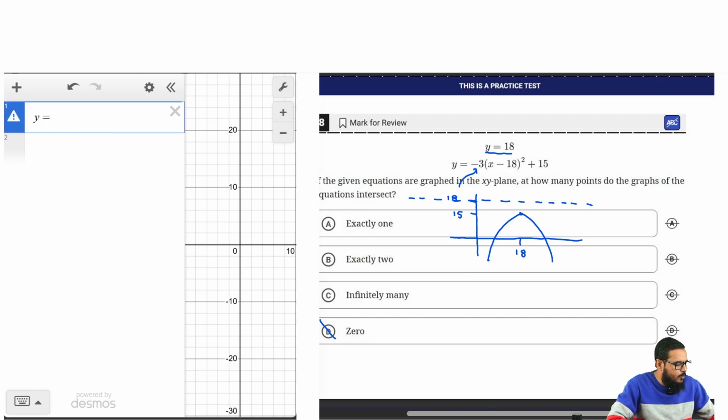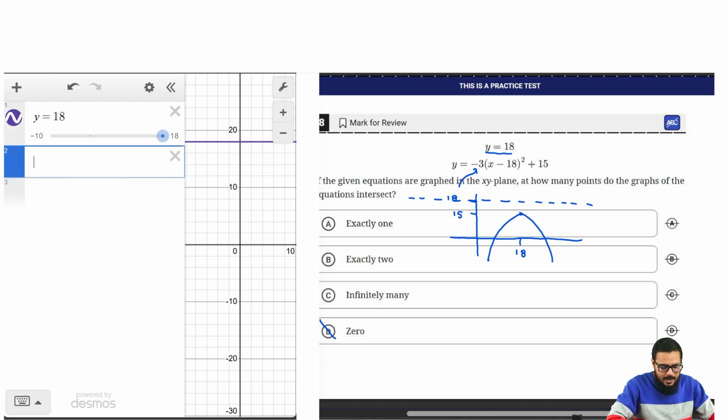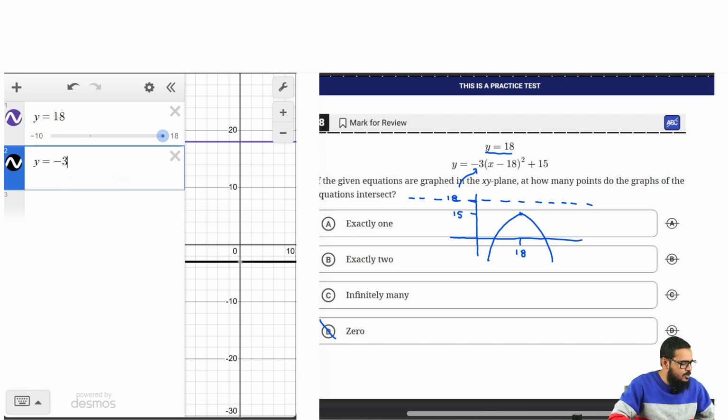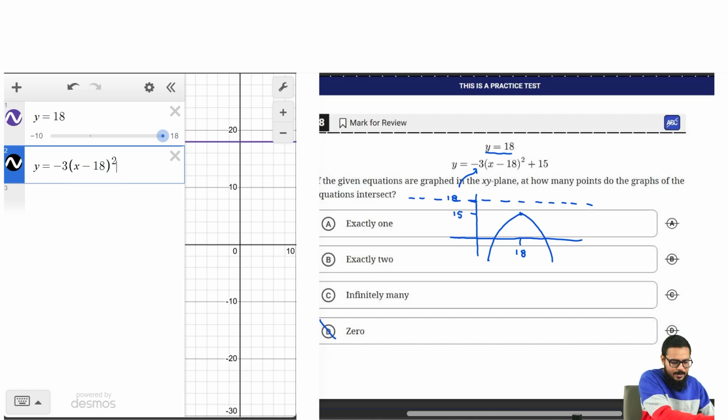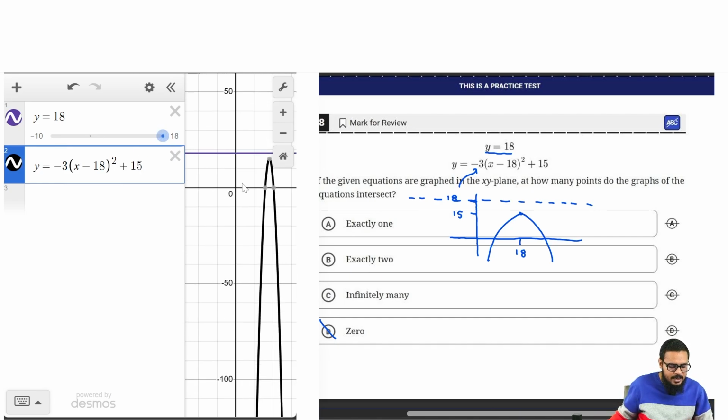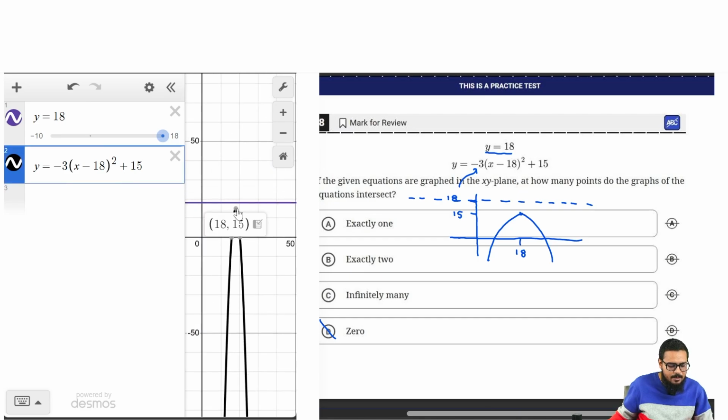So you're going to type both the equations, y equals 18 at the top, and y equals minus 3 times x minus 18 whole square plus 15 at the bottom. So y equals minus 3 times x minus 18, and then whole square at the top, and on the outside you have a plus 15, and you can actually see at how many points these two graphs are intersecting. They're not even intersecting. That's the maximum turning point of a parabola, and your line is way above that maximum turning point, so they're not intersecting, which is why we're going to go with answer option D, or 0 intersection points, as the right choice.